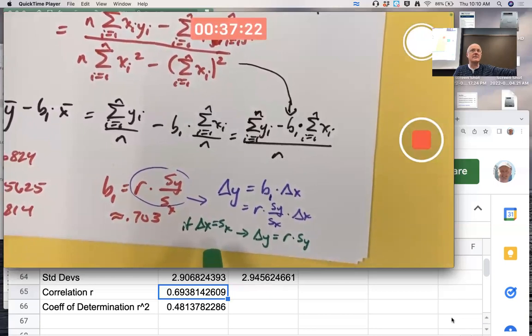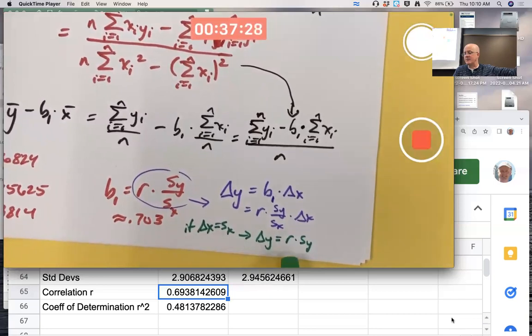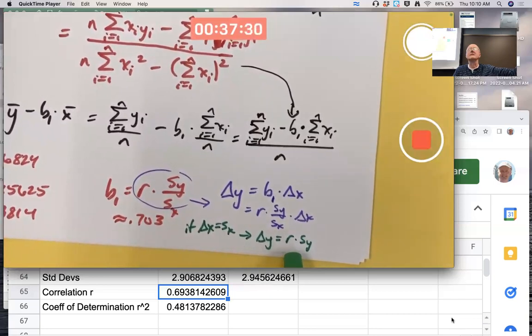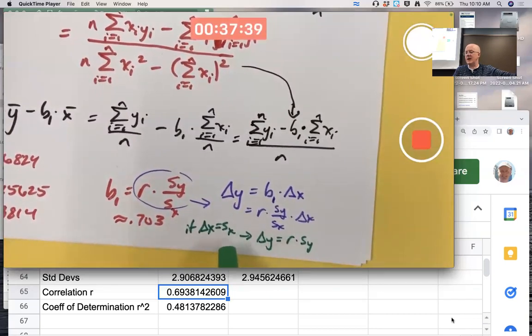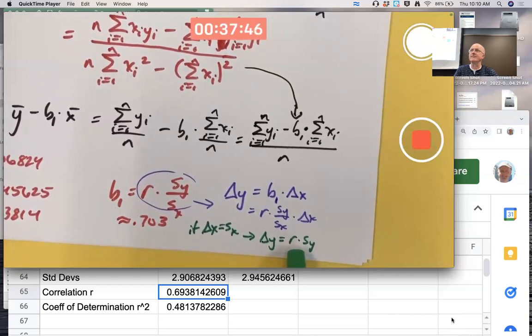I could have picked half a standard deviation, 0.5 sx. And if I had done that, then this would have an extra 0.5 in it. The sx's would still cancel. If I do a 1/10 of a standard deviation, 0.1 sx, the sx's still cancel. I'm left with this with an extra 0.1 factor as well.